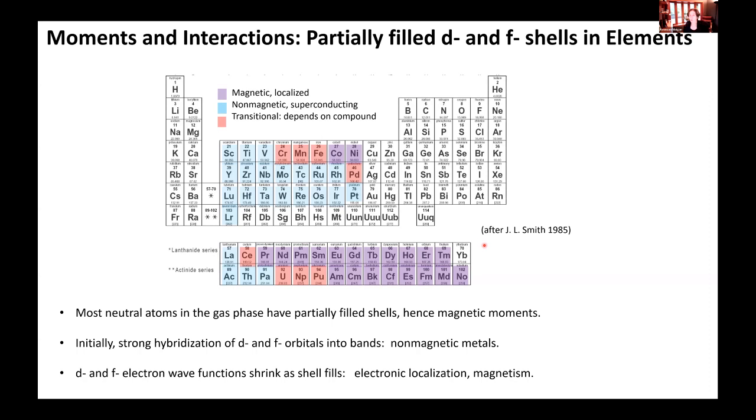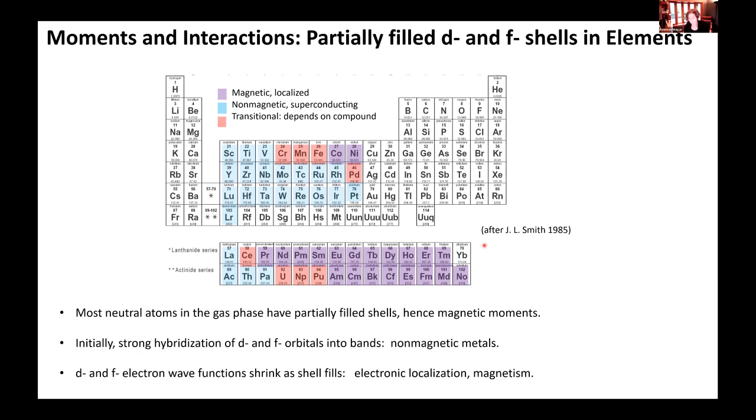So the periodic chart, of course, is always our inspiration. And so, of course, you know that magnetism is related to partially filled d and f shells in materials, in elements. And so since many neutral atoms in the gas phase would have partially filled shells, inherently, magnetism is everywhere in the periodic chart. However, what we know is that as we bring together the atoms to form an extended solid, the magnetic character can be strongly modified by that hybridization.